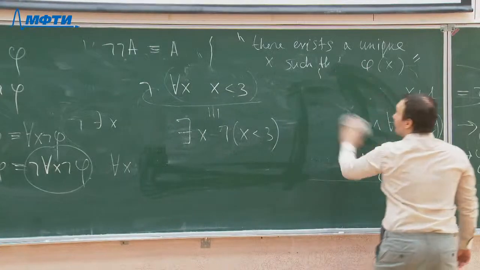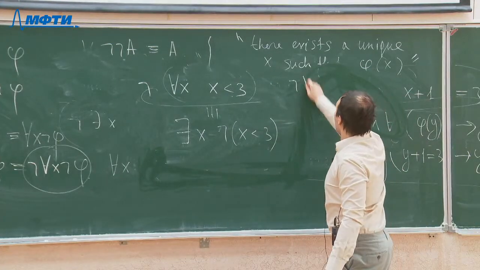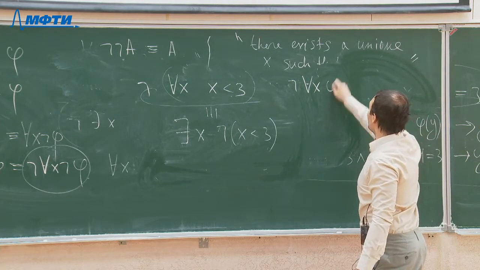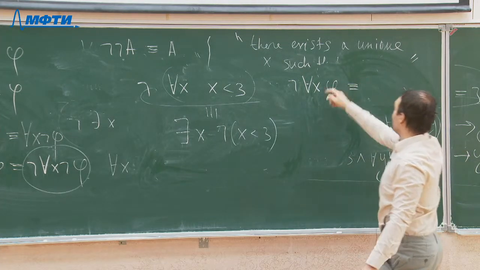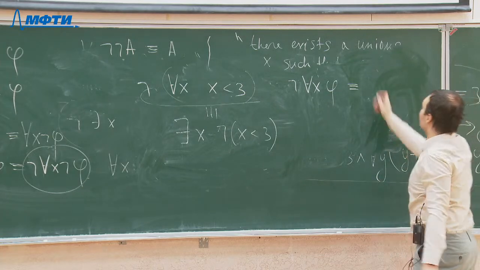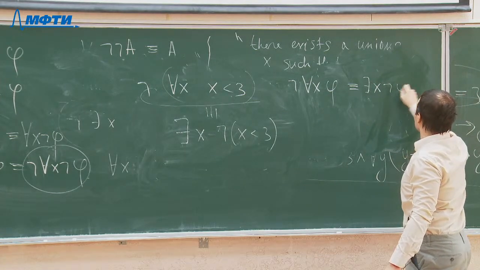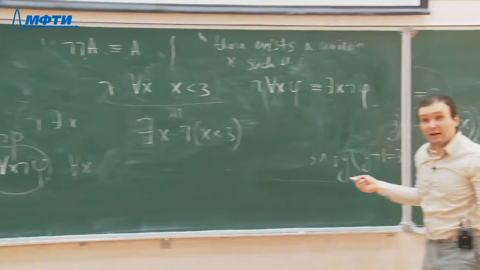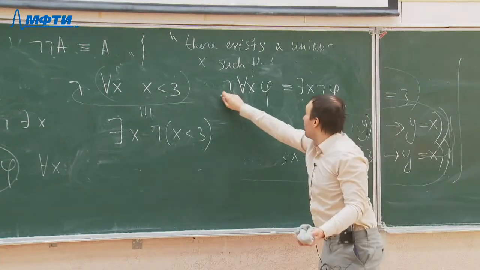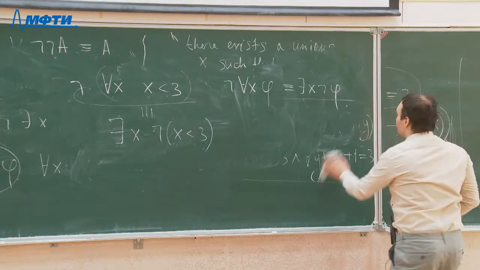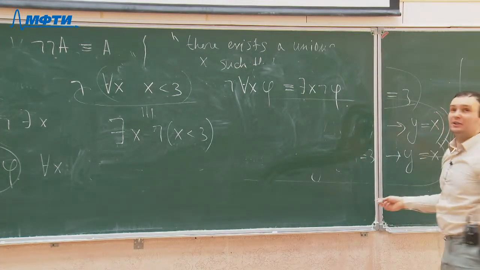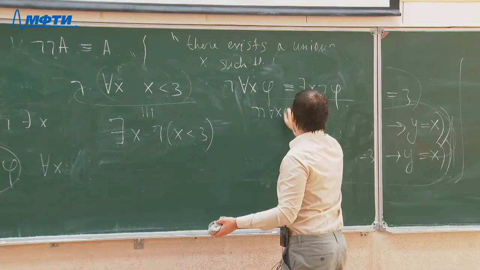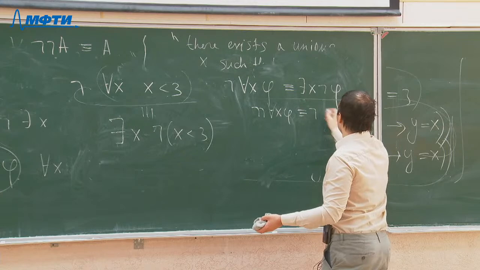And in general, you have that it's not the case that each x satisfies phi. That means that some x does not satisfy phi. Okay. But we know that if two statements are equivalent to each other, their negations are equivalent to each other as well.